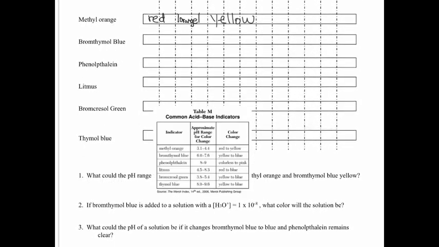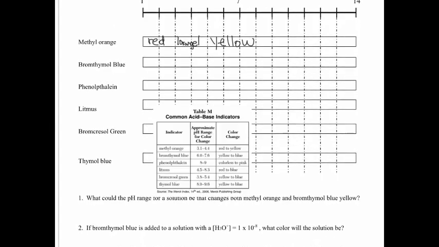Bromothymol blue changes in a pH range between 6 and 7.6. So here's 6 right here. And I'd say that's about 7.6. And it goes from yellow to blue. And as it's changing from yellow to blue, it is green in between.